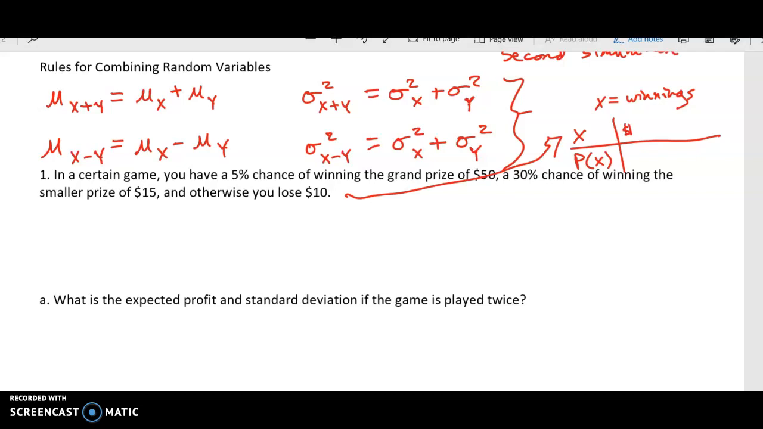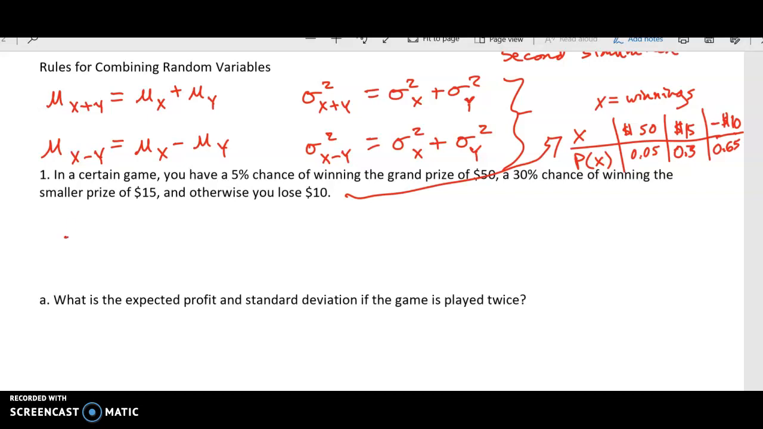Could win 50. There's a 0.05 chance of that. Could win 15. There's a 0.3 or 0.30 chance of that. And you could lose $10. There's a 0.65 chance of that.